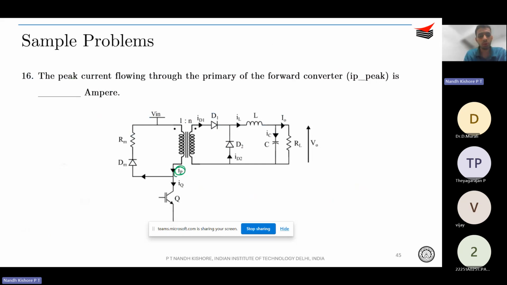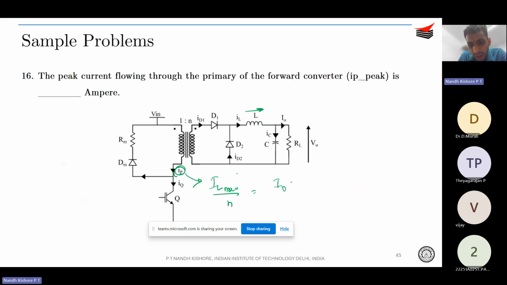So this is the question. You will know that simply IP is going to be whatever is your IL max, that is this current, divided by N reflected to the primary side. So you just need to find out what is IL max. Correct? So IL max is simply what?